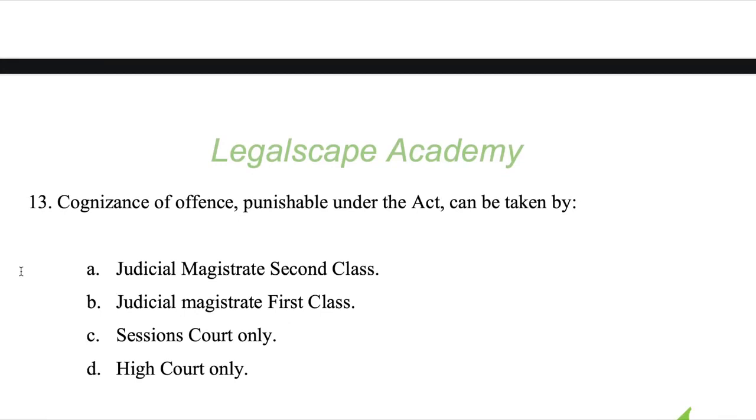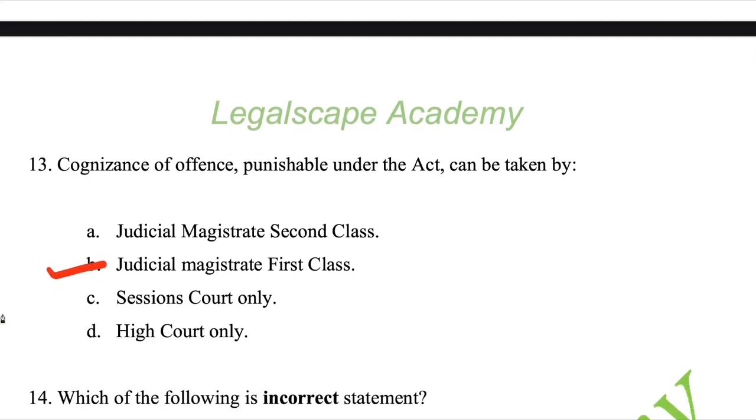Cognizance of offense punishable under this act can be taken by A. Judicial Magistrate second class. B. Judicial Magistrate first class. C. Sessions Court only. D. High Court only. Correct answer is B. It is given in section 44, clause 1.